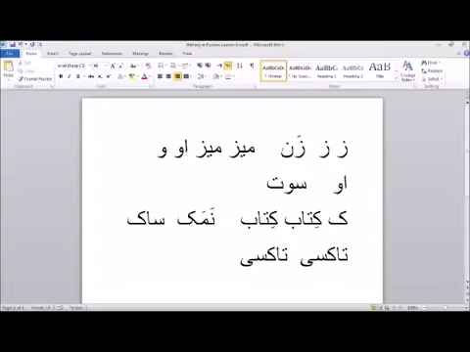What about this one? K, a, m, r, a, n, Kamran. K is connective, a is non-connective, m is connective, r is non-connective, a is non-connective, and nun should be written separately at the end. Kamran is the name for a boy. Kamran, Kamran.